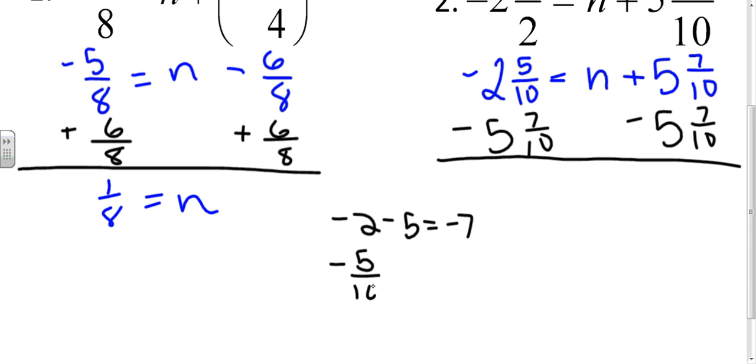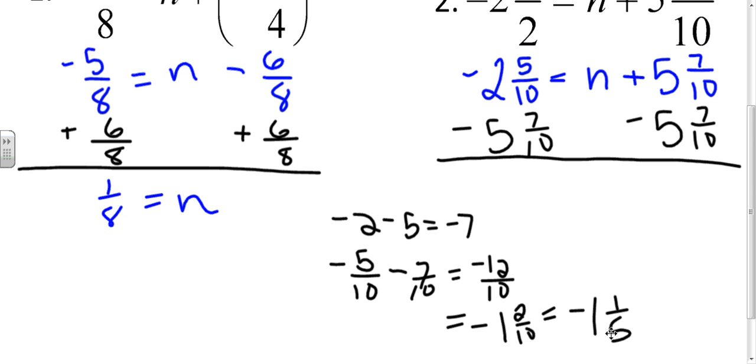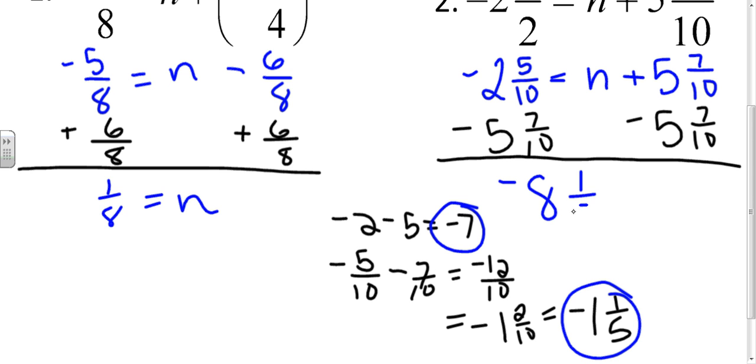5/10 minus 7/10. Negative 5 minus 7 is negative 12 tenths. And negative 12 tenths is actually equal to a negative 1 and 2 tenths, which is a negative 1 and 1/5. Now if I combine negative 7 and negative 1 and 1/5, I'm going to end up at negative 8 and 1/5 is equal to n. And that's my answer for the second problem. And that's how we solve these equations.